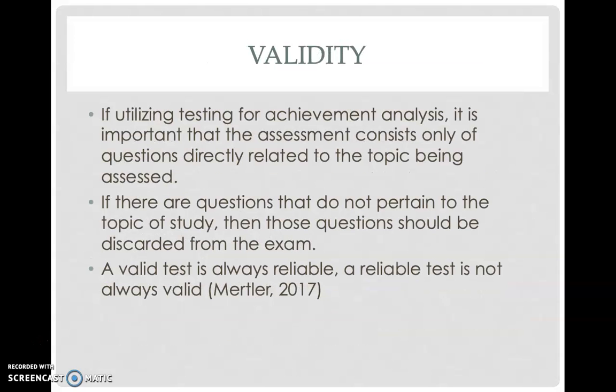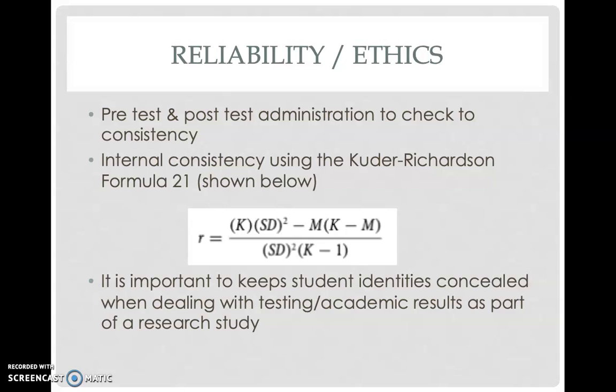For validity, if utilizing testing for achievement analysis, it is important that the assessment consists only of questions directly related to the topic being assessed. If there are questions that do not pertain to the topic of study, then those questions should be discarded from the exam or not included in the total tally when you are compiling the results from your study. And a valid test always is reliable, whereas a reliable test is not always valid, and that's also from the Mertler readings.